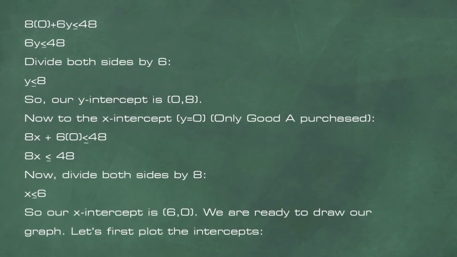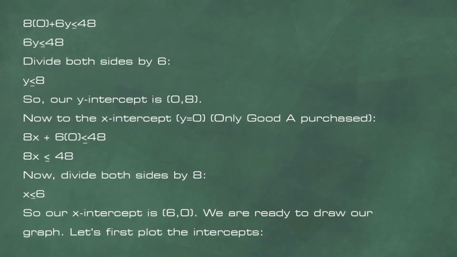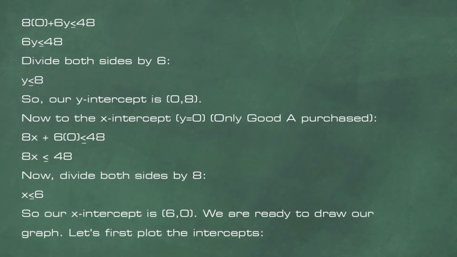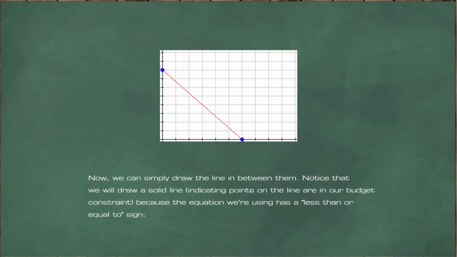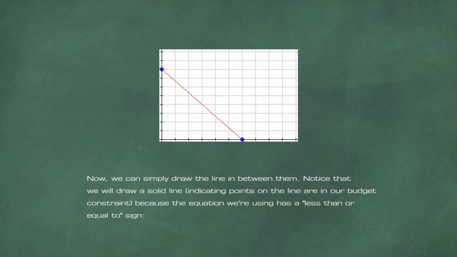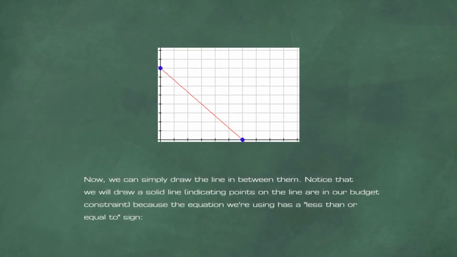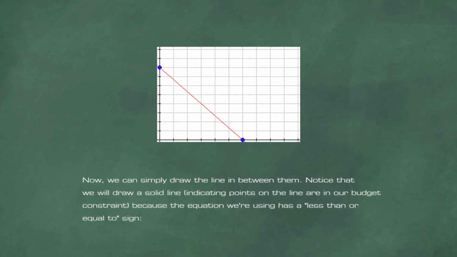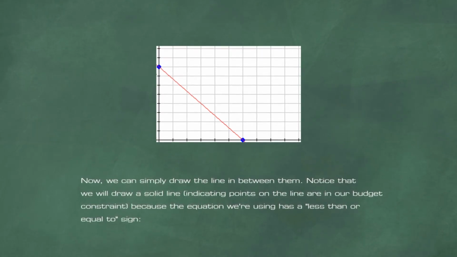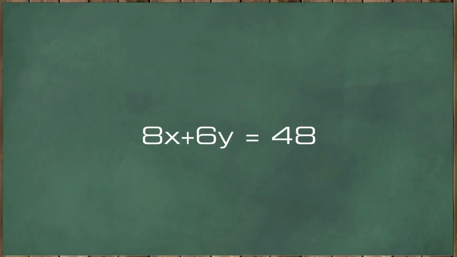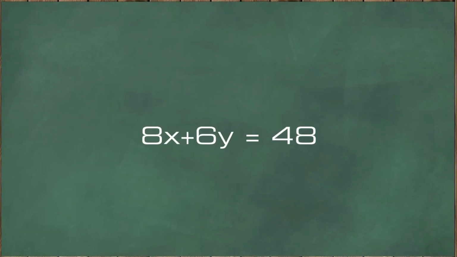We are ready to draw our graph. Let's first plot the intercepts. Now we can simply draw the line in between them. Notice that we will draw a solid line, indicating points on the line are in our budget constraint, because the equation we're using has a less than or equal to sign. However, we're not done yet.